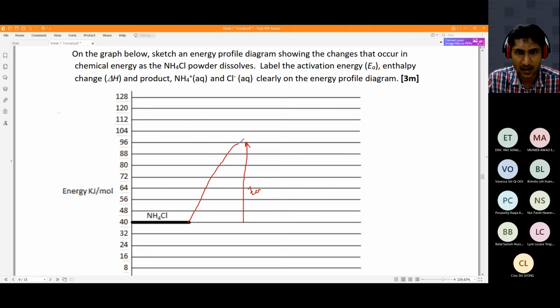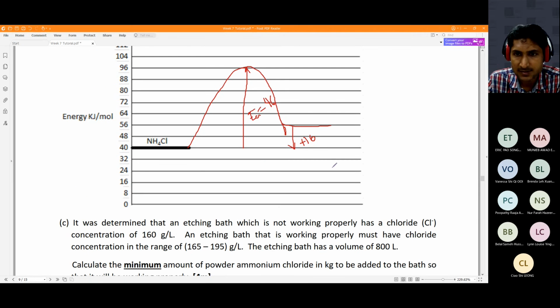So it is going up this part, and it is an endothermic reaction, so it will go from 40 to 56. In between, this term is 40 plus 16, and this is of course always plus. It is 56 kilojoule per mole. All right, 16.